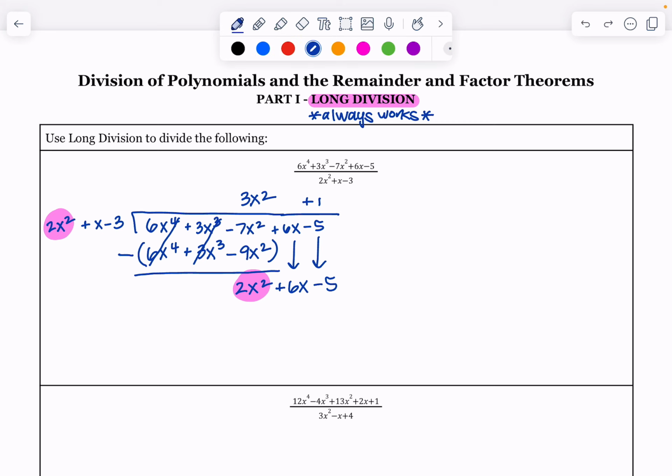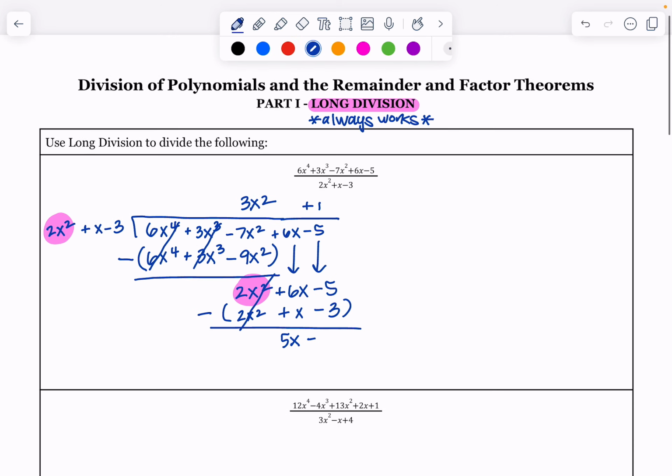All right, so then I'm going to distribute 1 times 2x squared, and I get 2x squared. 1 times x, and I get plus x. 1 times negative 3, and I get minus 3. I'm going to erase these arrows so I can keep it tidy. And then I'm going to subtract all of this. And when I do that, these cancel. I'm left with 6x minus x, which is 5x. Negative 5, and look here, we have minus negative 3, so that'd be plus 3. So I've got 5x minus 2.